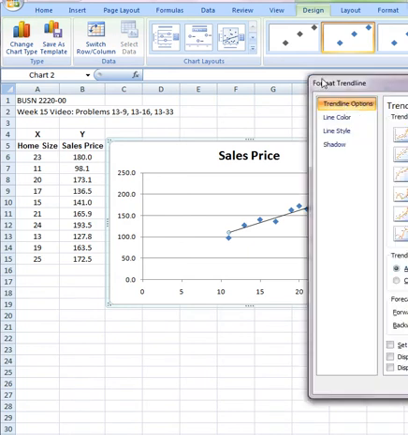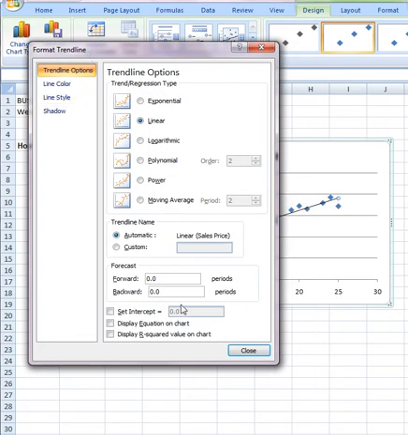And I'll bring this over so you can see it. I'm going to add down here at the bottom, I'm going to display the equation on the chart. First of all, I'm going to use a linear trend line. There are other kinds of regressions in addition to linear regression, but we're not going to get into that this semester. But the other thing I want to do is display the equation on the chart, and I want to display the R-squared value on the chart. And we'll be talking about these as we go through this chapter. So let's close that and see what we get.